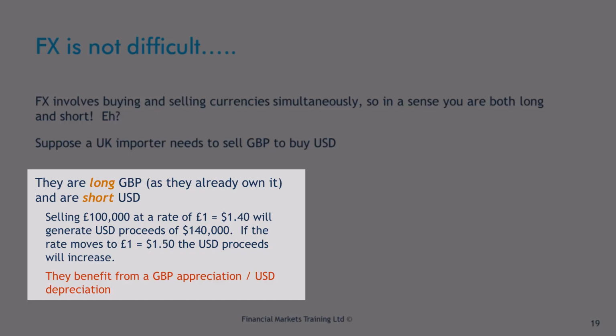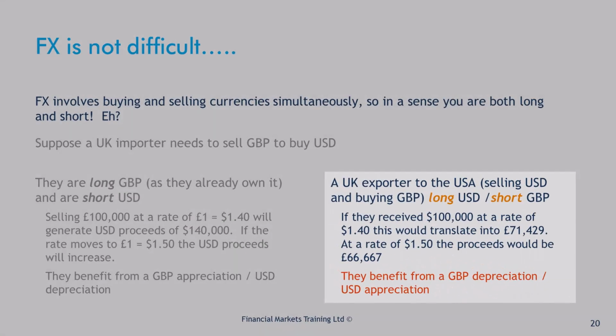Let us say that a UK company is importing goods from the United States. They will need to sell some sterling and buy some dollars to pay the invoice. They are long sterling as they already own it, and they're short US dollars as they are yet to buy it. So if they sold £100,000 at a rate of $1.40 to generate the dollars, they would generate proceeds of 140,000 US. If they were to sell the same amount of sterling at $1.50, they would generate $150,000. Here we can see that this sterling appreciation has benefited their long holding of sterling.